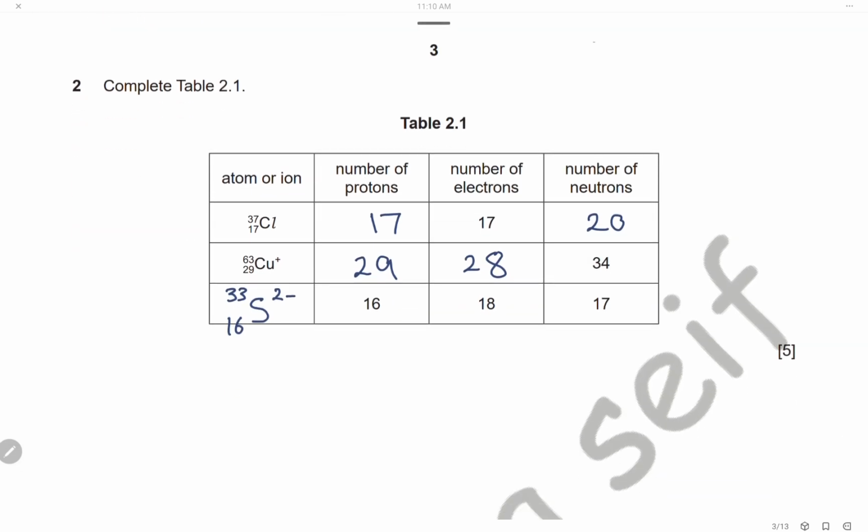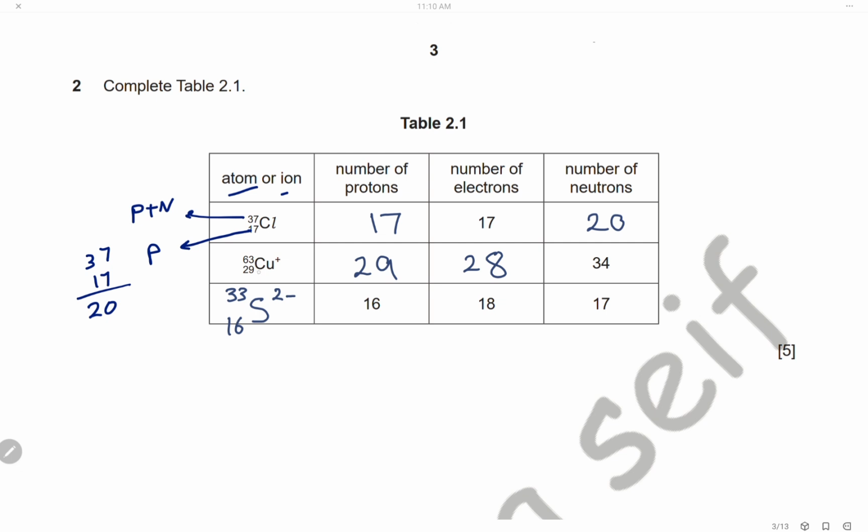Question 2. We have to complete the table for the given item in column 1, atom or ion. We have to calculate the number of protons, electrons, and neutrons. For the first one, chlorine is an atom, so here we have the number of protons, and 37 is the mass number, which is equal to the proton plus neutron. Because chlorine is an atom, the number of protons equals the number of electrons. Now we have 17 protons and 17 electrons. To calculate the number of neutrons, we subtract 37 minus 17, so the number of neutrons will be 20.